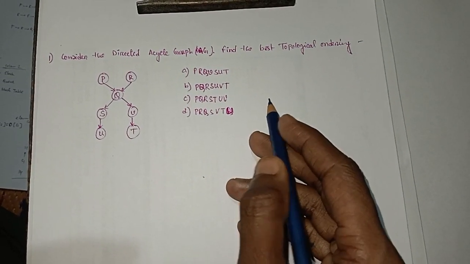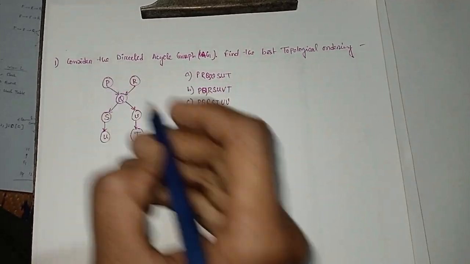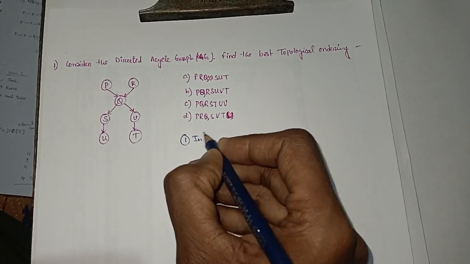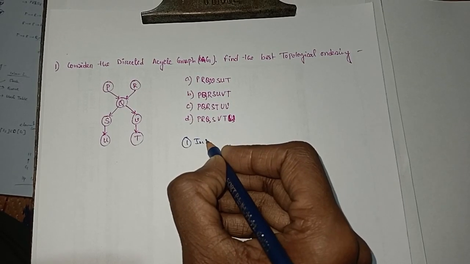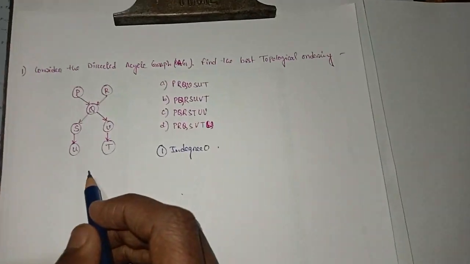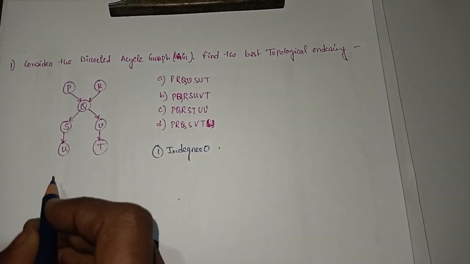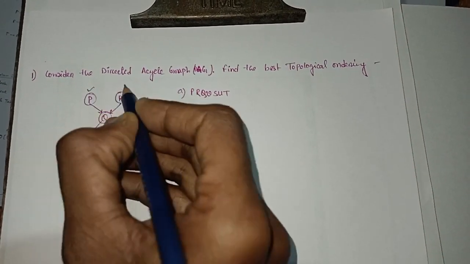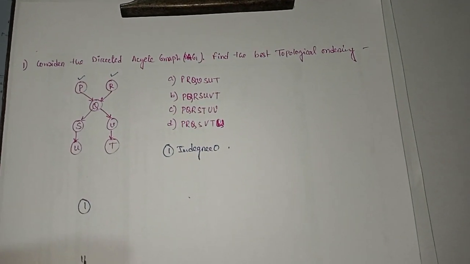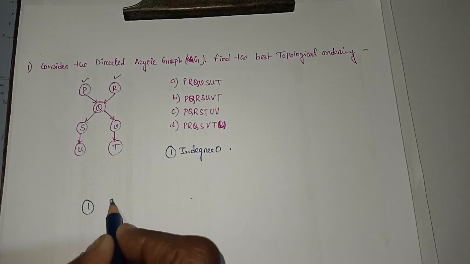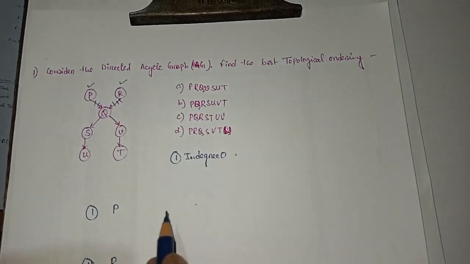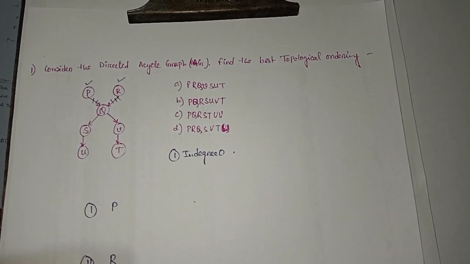For finding the topological ordering, we have to find which vertices have in-degree 0. We have to note down which vertices have in-degree 0, and calculate. For this question, we first find that P and Q are the vertices with in-degree 0. So we have to choose P or Q, or we have to choose R.